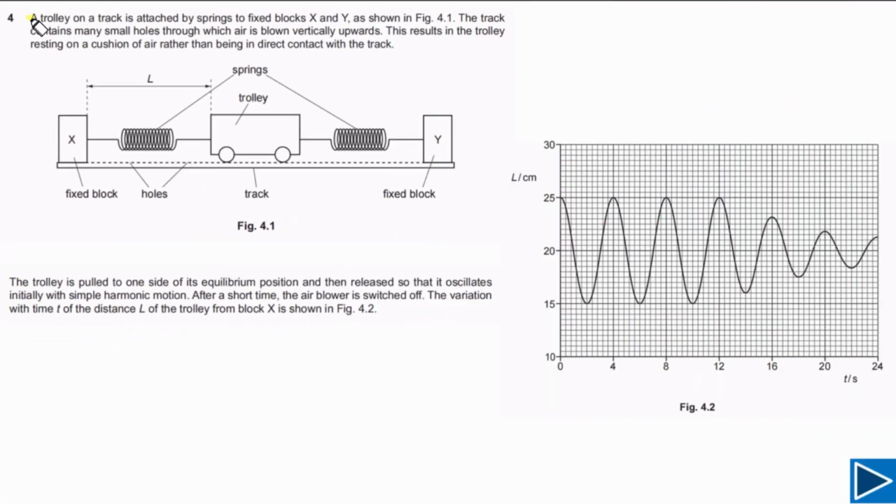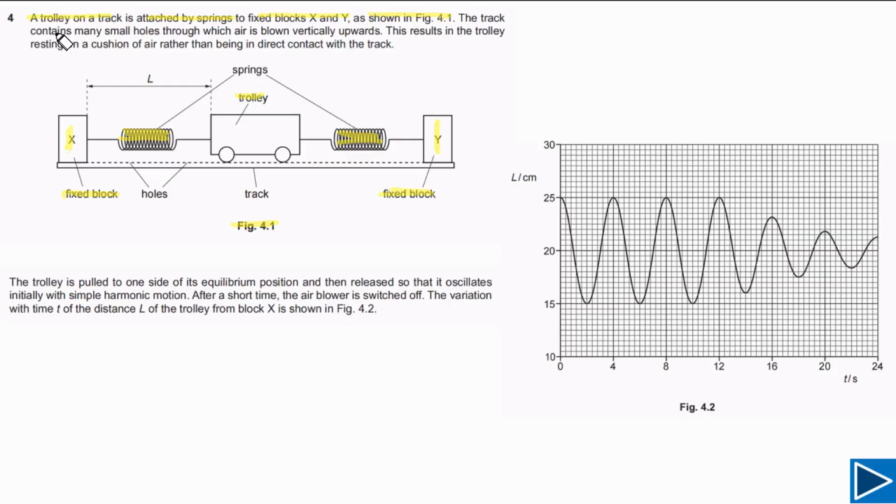For question number 4, it is given to us a trolley on a track is attached by springs to fixed blocks X and Y as shown in figure 4.1. As you can see here in this figure 4.1, we have one fixed block Y. This one is fixed block, meaning it cannot move. We have another block X. This is also fixed block. This block also cannot move, and the trolley is oscillating between these two fixed blocks, and trolley is attached to these blocks by springs. So these are two springs.